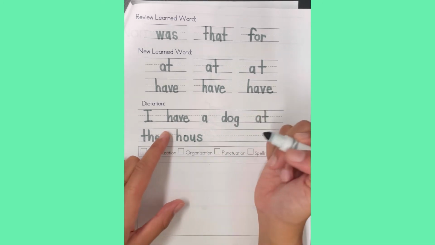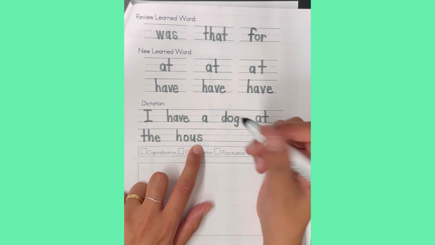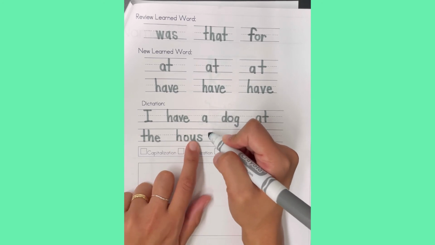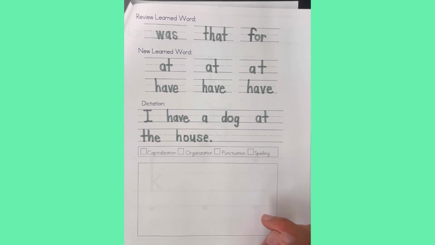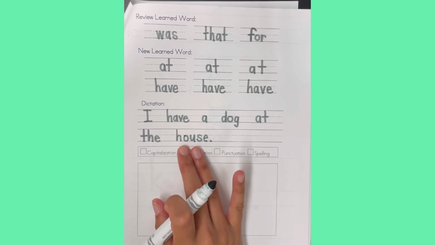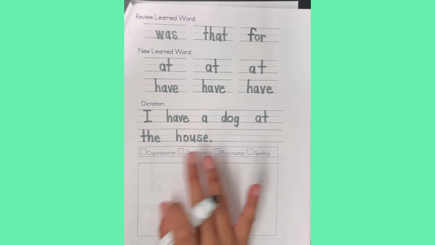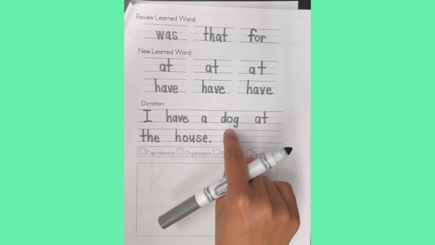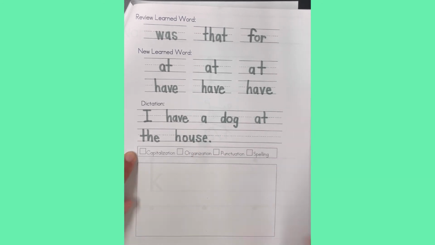Okay, and as long as you tried your best, very good. And if you do want to learn how to spell the word house, it's H-O-U-S-E. The E is silent. But it's okay if you spelled it by the letters that you heard, that is great. Okay, let's read this together. I have a dog at the house.